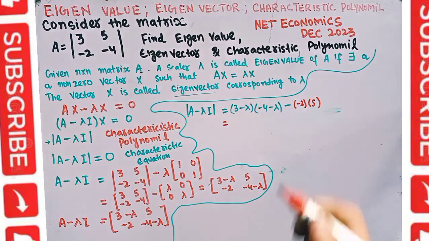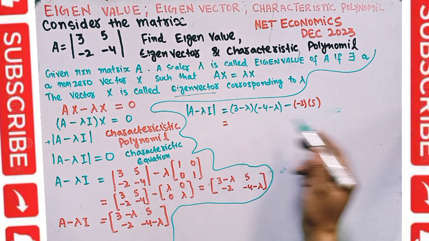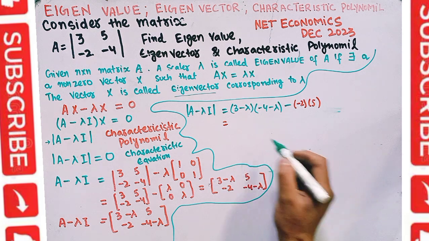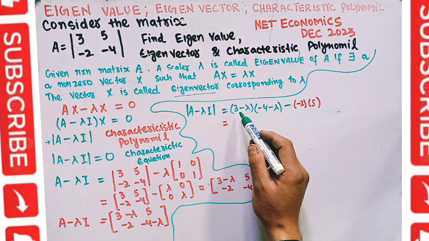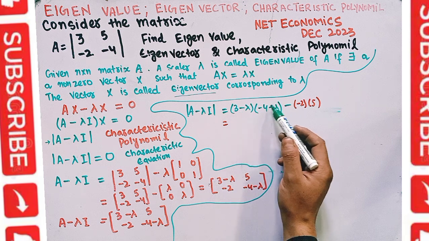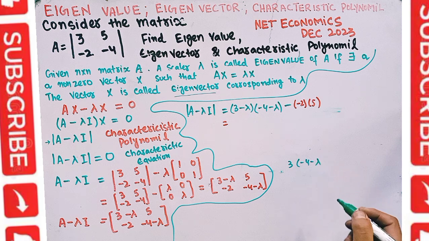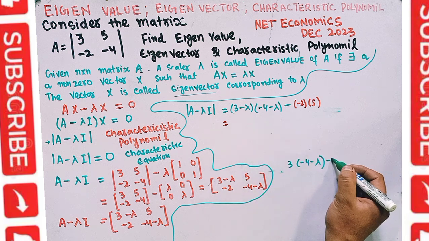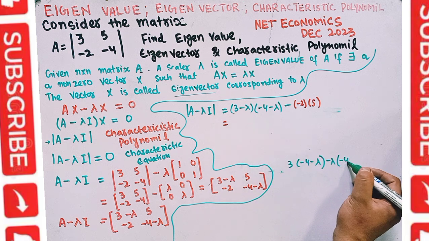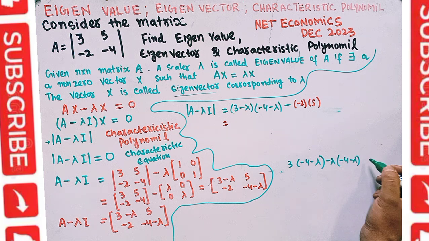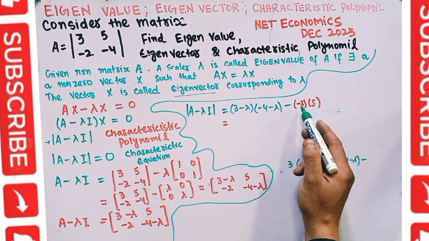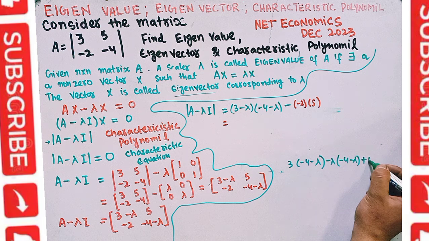So when we solve this, I don't have the space, so let me solve it here first. So we have here 3. Let's multiply 3 with these terms first. So we will get 3 times minus 4 minus lambda, then we have minus lambda times minus 4 minus lambda, then minus into minus is plus, 2 5s are 10.